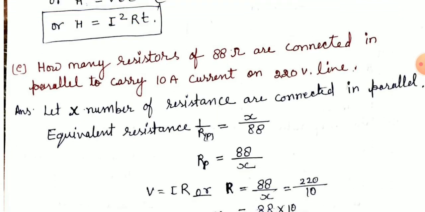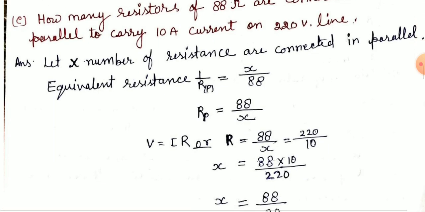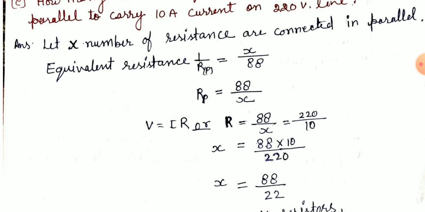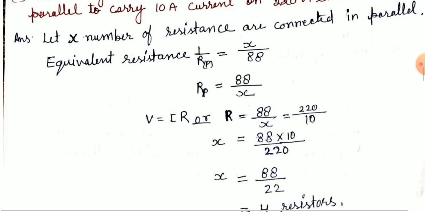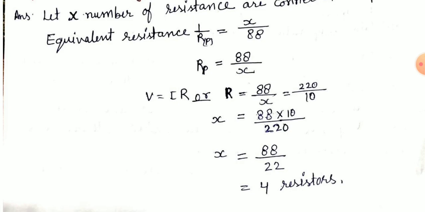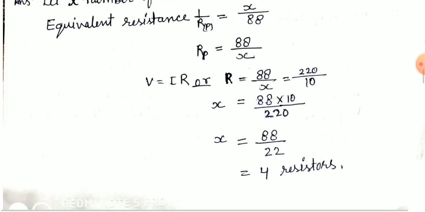E. How many resistors of 88 ohm are connected in parallel to carry 10 ampere current to 250 volt line? You have to find the number of resistors. Let x number of resistances be connected in parallel. Equivalent resistance will be 1 upon Rp equals x upon 88. So our value of Rp will be 88 upon x.